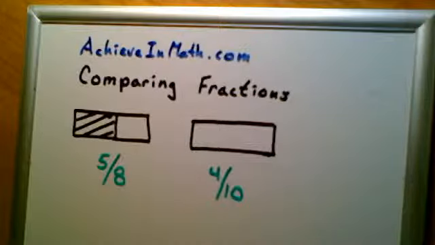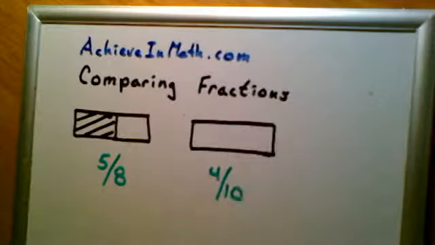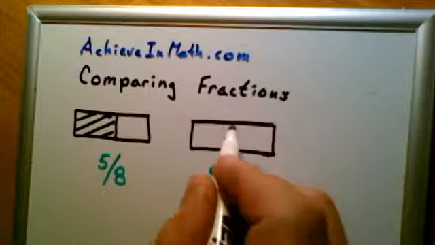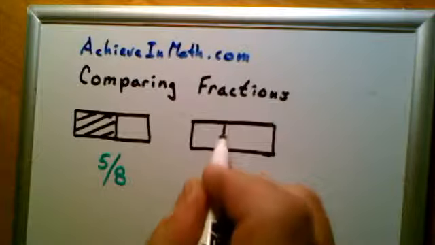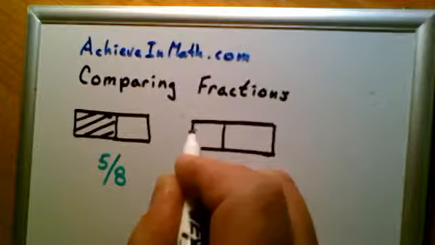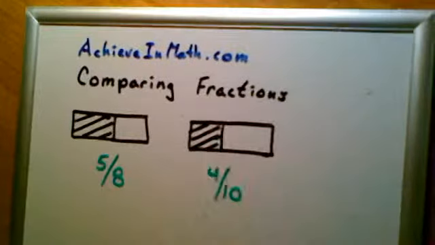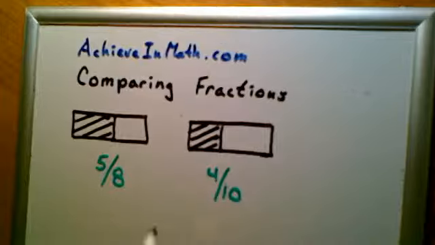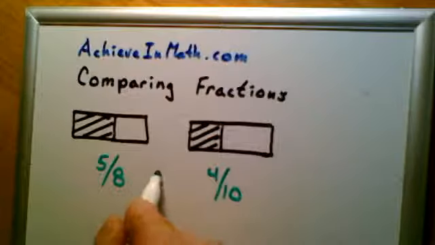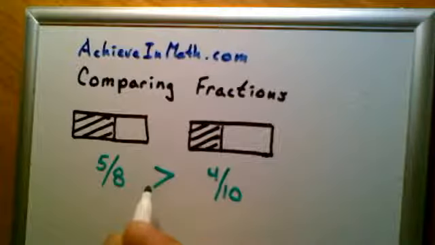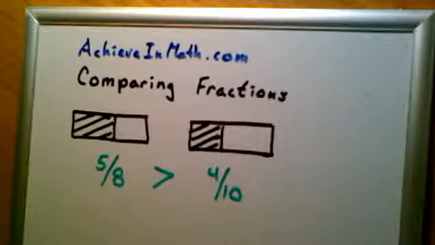Let's take a look at 4/10. How many tenths would be 1/2? Well, it'd be 5/10, so 4/10 is a little bit less than 1/2, and if we shaded that part in, we can see then that 4/10 is less than 5/8. So we're going to go ahead and make the greater than or less than sign, which always points to the smaller of the two. 5/8 is greater than 4/10.